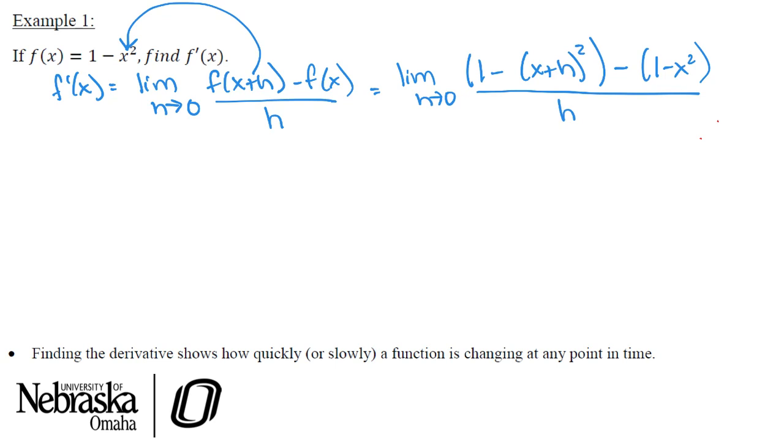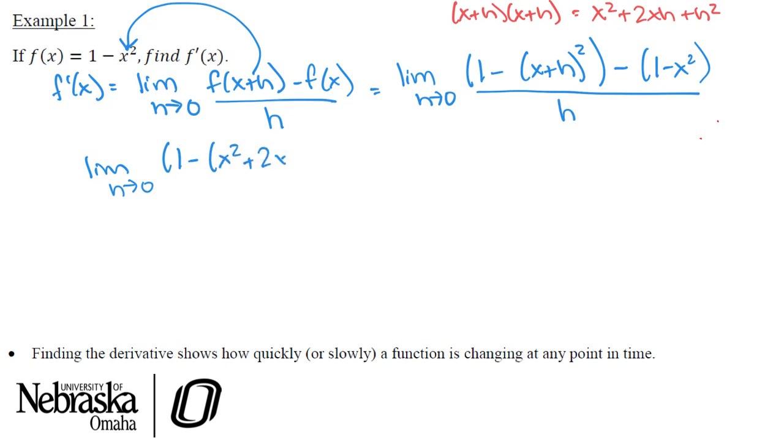Okay, now we need to FOIL x plus h. If you still need to, make sure you review this. x plus h squared is equal to x plus h times x plus h, so we get x squared plus 2xh plus h squared. So the limit as h approaches 0 of 1 minus the square of x plus h, minus 1 minus x squared.